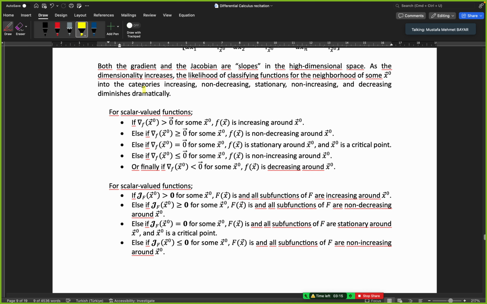So the rest of it is very, very similar. If the first order derivative information is positive, then f is increasing. If it is non-negative, then f is non-decreasing. If it is 0, then f is stationary. If it is non-positive, then it is non-increasing. And finally, if it is strictly negative, then f is decreasing.